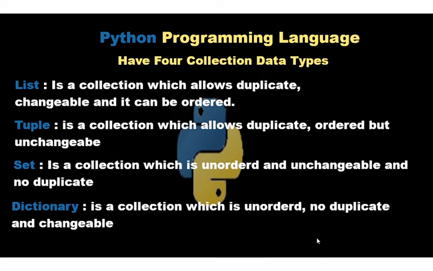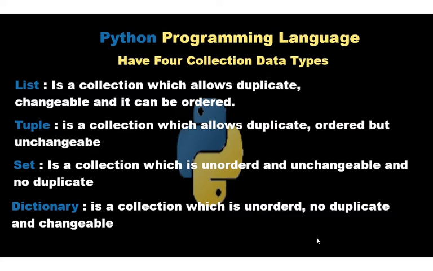Now, before we move on to another data type, let's talk about Python built-in data types. The Python programming language has 4 collection data types. As we explained earlier, a list is a collection of items in a single variable. But list is not the only data type that can store multiple items in a single variable. We also have tuple, set, and dictionary. These 4 data types have different properties.